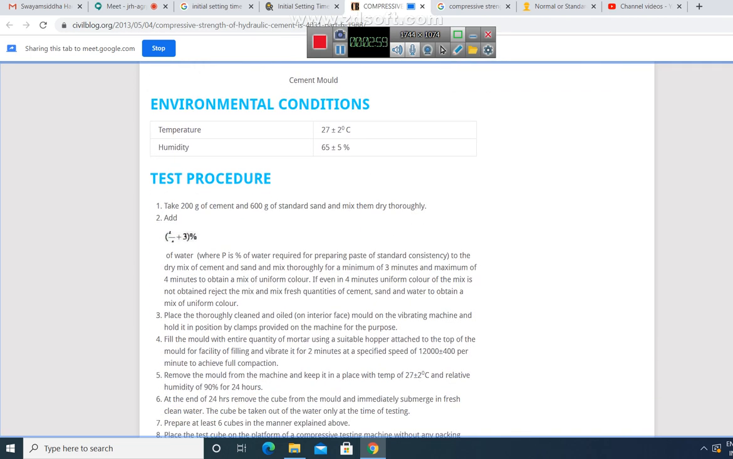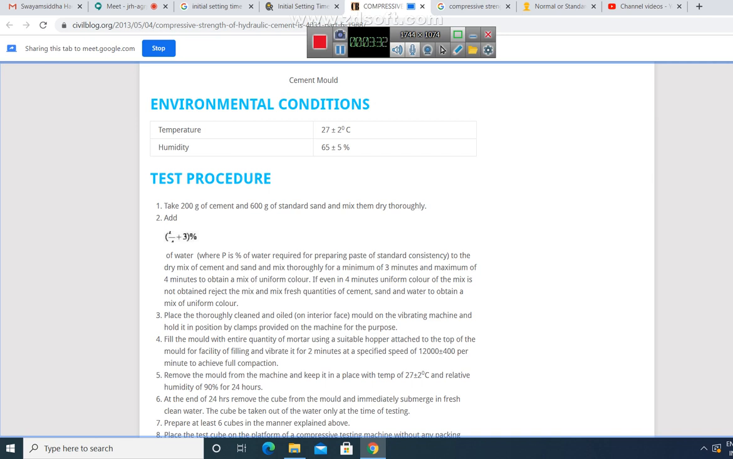So this is the test procedure. I told you that you are using a cement standard sand mortar having proportion of 1:3. So first of all, you have to take 200 gram of cement, and 1:3 is the proportion, so the quantity of standard sand should be 600 gram. So 200 gram of cement and 600 gram of standard sand, and you are mixing them thoroughly.